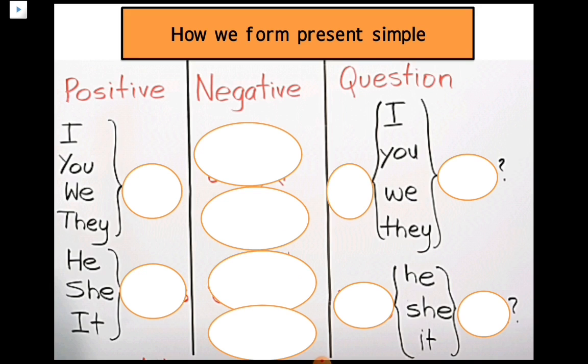So first, how do we form the simple present? It's very easy, it's very basic. First, we need to see the three forms of a sentence. We have the positive or the affirmative, the negative, and the question. So let's start with the very basic one, which is the positive or the affirmative. For example, you can think of a verb, like work, do, go, sleep, write, drive, etc.